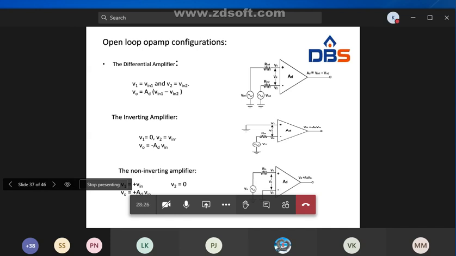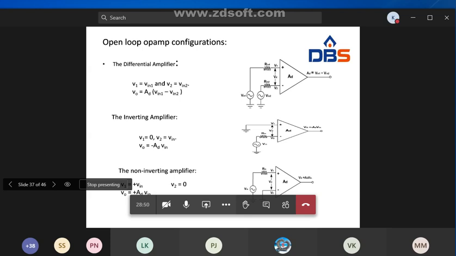In the non-inverting amplifier, the input voltage is applied to the non-inverting terminal, and the other input will be 0, right? So that is V0 equal to AD into Vin, whereas in the inverting amplifier, V0 equal to minus AD into Vin. So the minus sign comes in the inverting amplifier section, right?